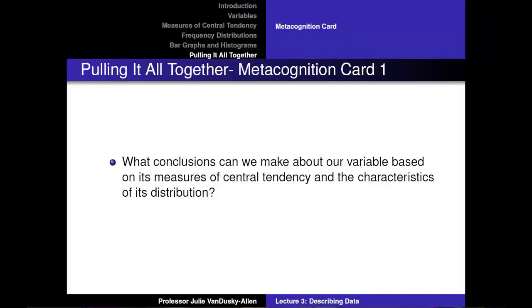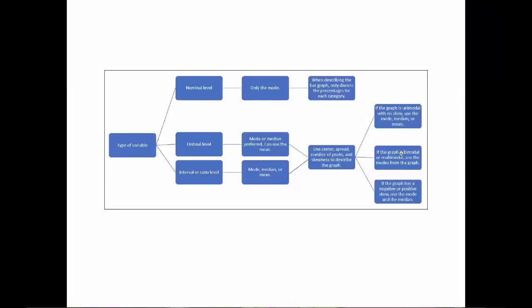In this section, I will summarize how to use everything you've learned in this lecture to describe variables. You can use this metacognition card to help you decide how to describe your variables. If you have a variable that is nominal level, you can only use the mode as a measure of central tendency. And as you interpret the bar graph, you can only discuss the percentages for each category. For example, you can only say that a specific percentage of observations fit within the first category of the variable.